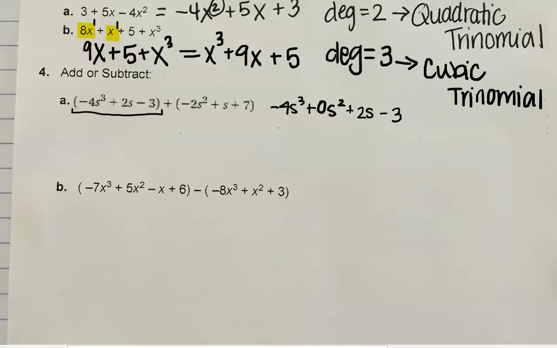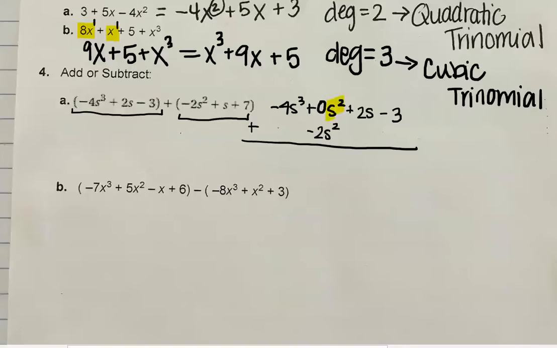So then what you would do with the second one that we're adding, it would look like this. You would line up the like terms. So for example, in the second one I don't have any cubes, so I'm not going to put anything here. I do have an s squared term, right? I have a negative 2s squared term. So I'm going to line that up with the other s squared term.